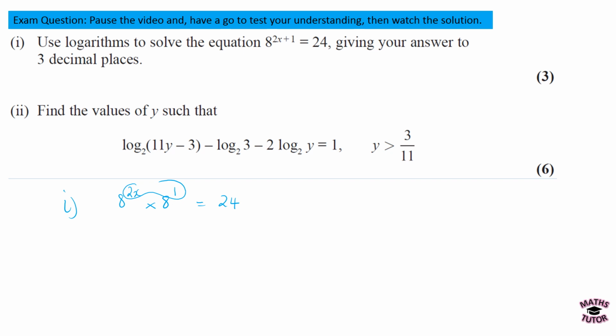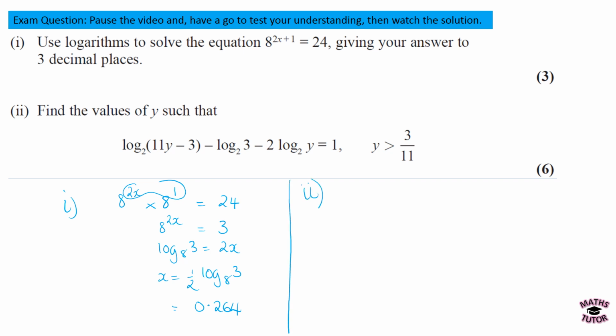Now dividing by 8 on both sides, 8 to the 2x will equal 3, and then undoing and writing that in terms of logs, log to base 8 of 3 is equal to 2x, so x is equal to half log to base 8 of 3. And if you put that in your calculator, you will get that x is equal to 0.264.